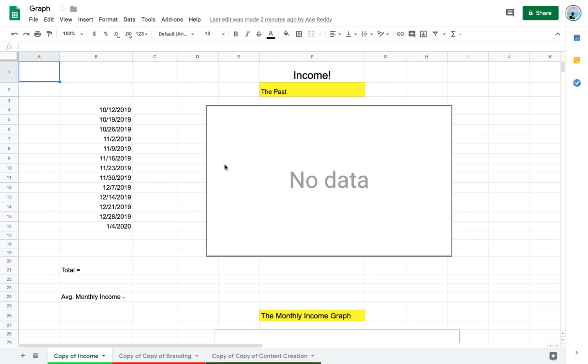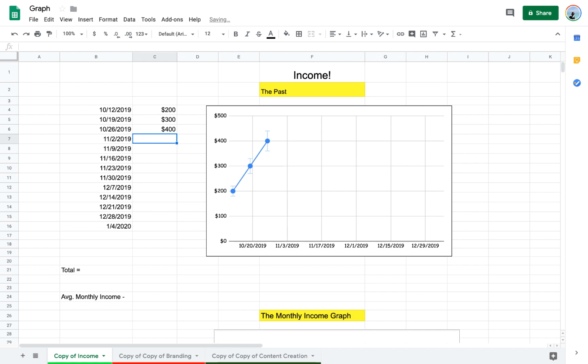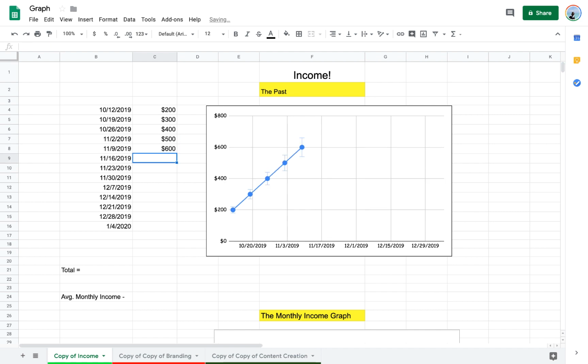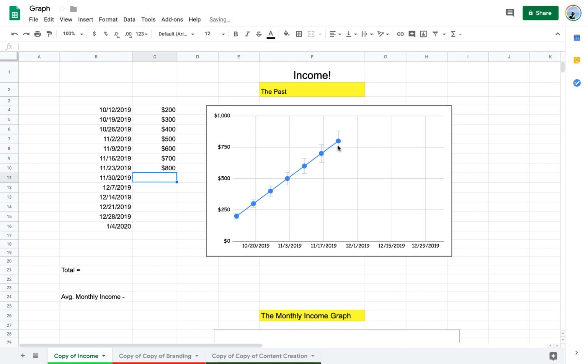The funniest thing about graphs is that at a certain point it starts to get very predictable. Let me show you an example. If I put 200 here, 300 here, 400 here, 500 here, 600 here, 700 here, what do you think the next number is going to be? Probably 800, right? As long as you keep doing the right things. But what if the number goes to, let's say, 500? That's a steep decline.